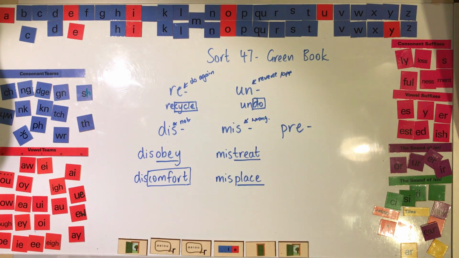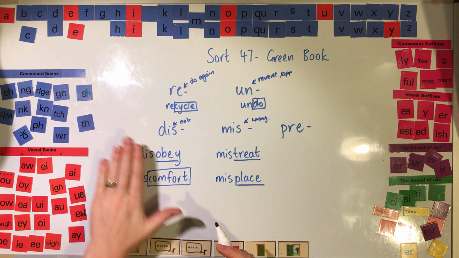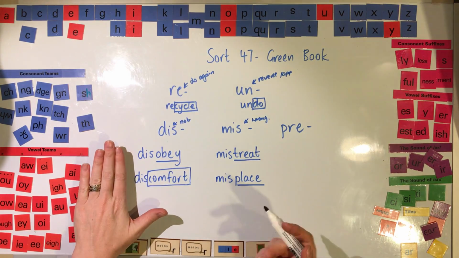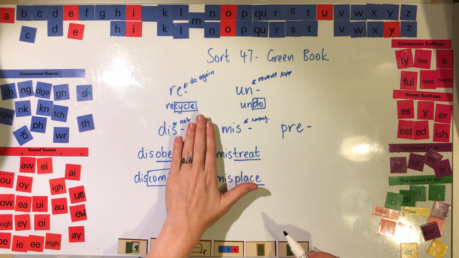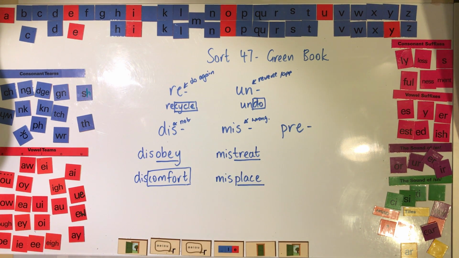I'll write these out again properly when we're doing our sort. This is just to teach you. So dis means not. So obey or not obey. Comfort or not in comfort. Treat, wrongly treat. Place, wrongly place.